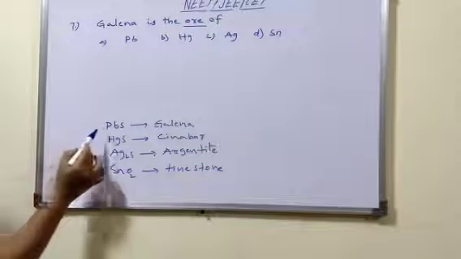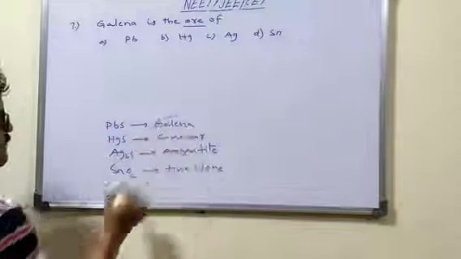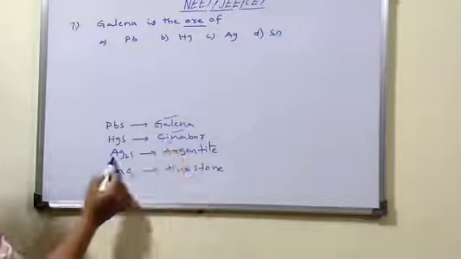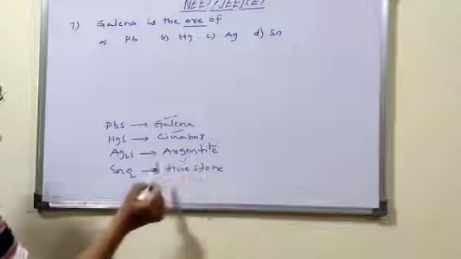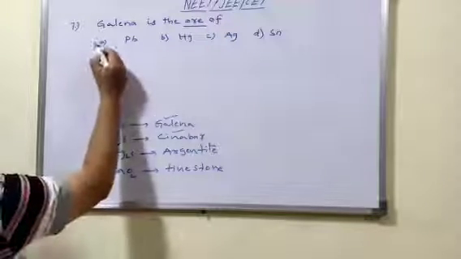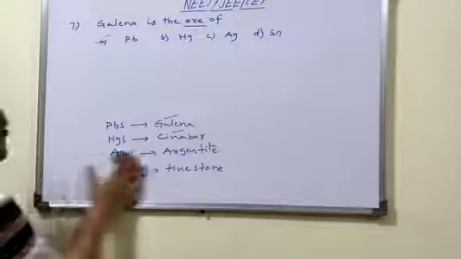So lead glance is another common name, Galena. Mercuric sulfide, cinnabar. Ag2S, argentite. SnO2, tin stone. Now Galena is lead, so lead ore is called Galena. This you have to remember a little bit. Not only the ore name but also the common names you have to remember.